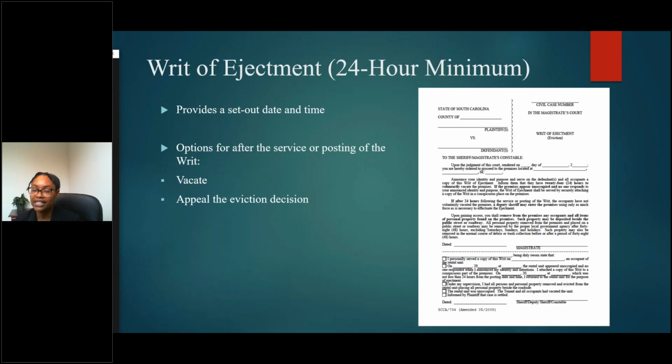So there, of course, once again, are two options: vacate if that's what you would like to do, or if you want to appeal, challenge the judge's decision, and if you believe the court did something wrong, of course, you have that right to appeal the eviction decision in that case.